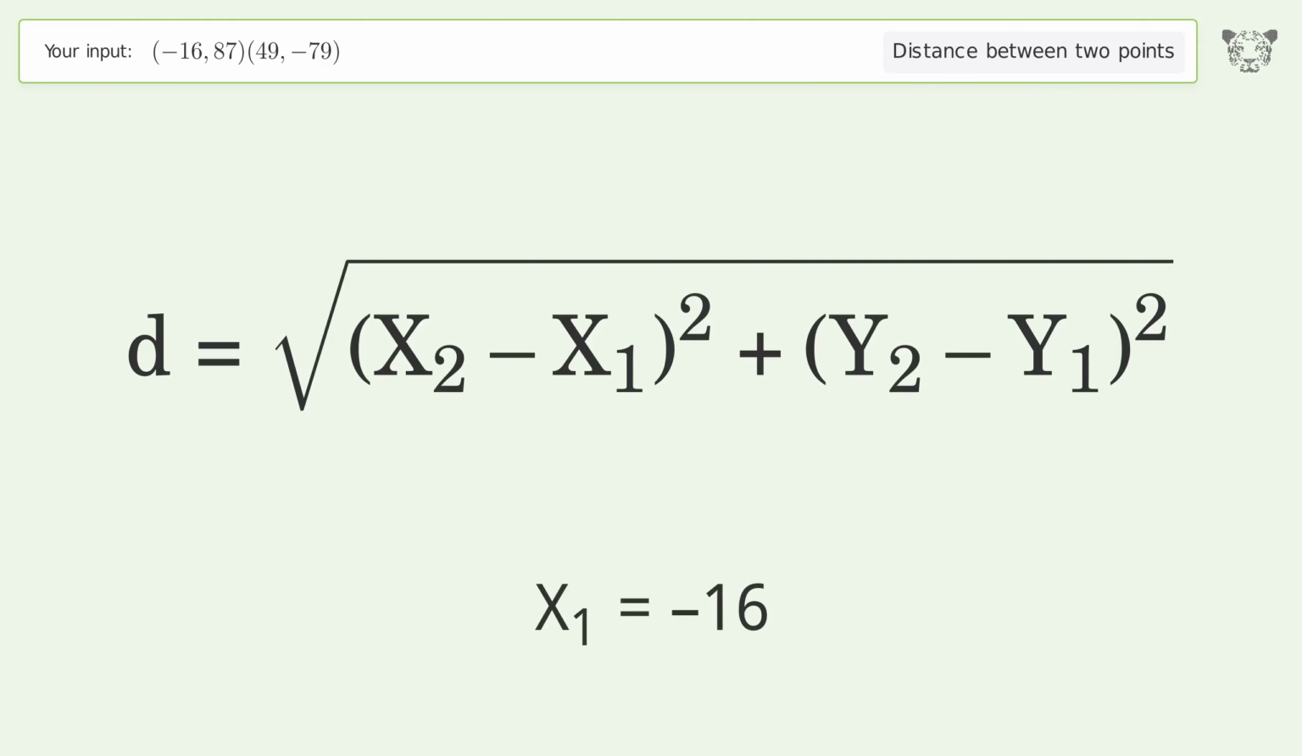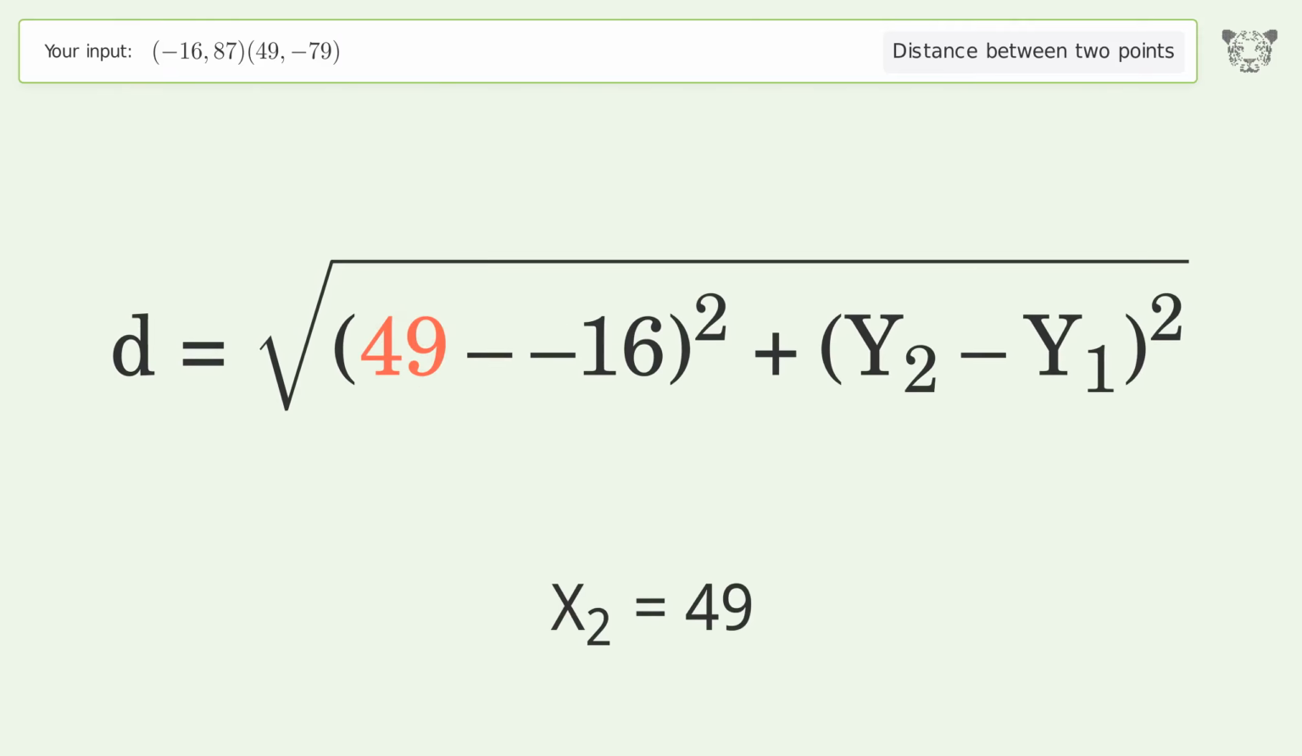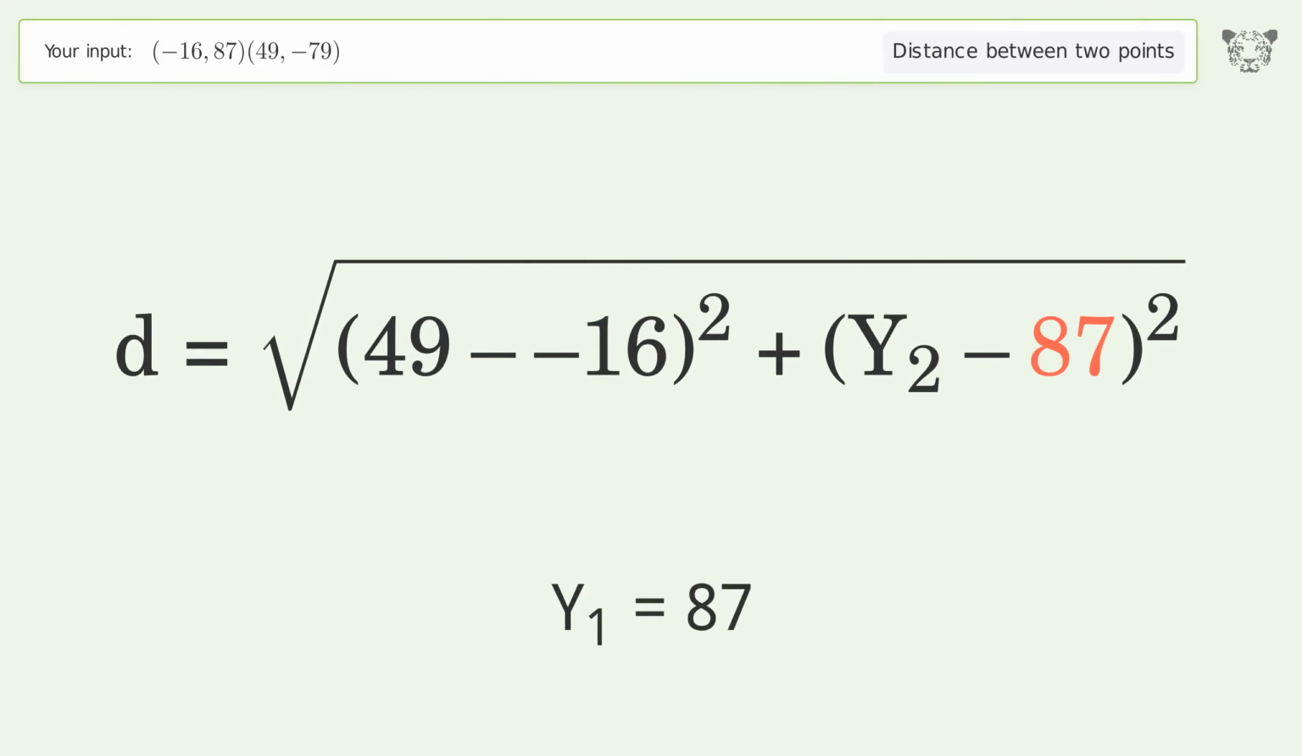x1 equals -16. x2 equals 49. y1 equals 87. y2 equals -79.